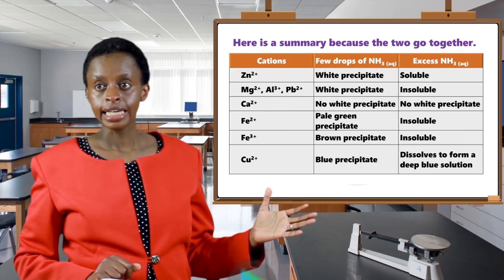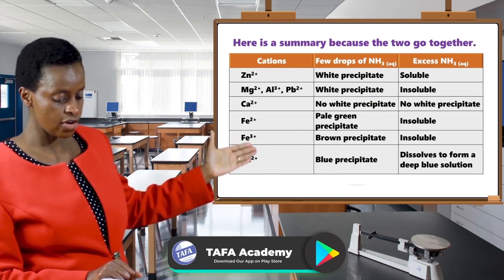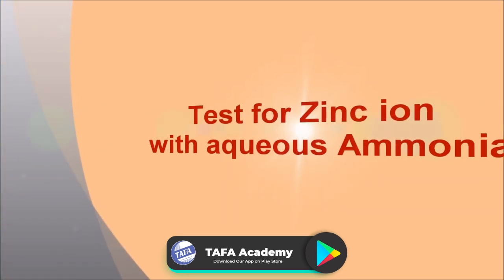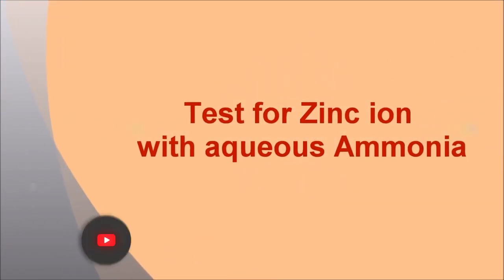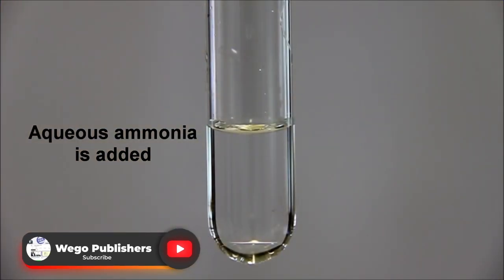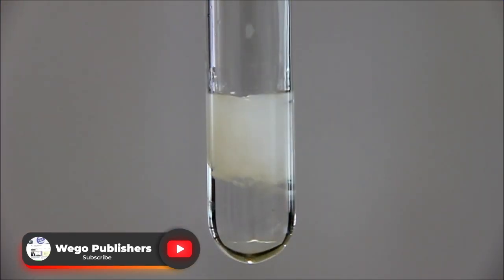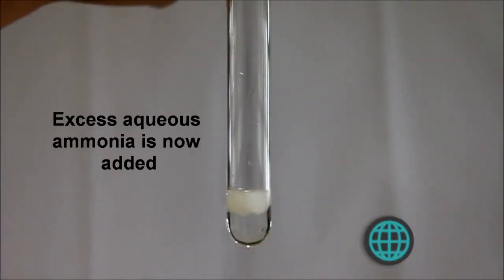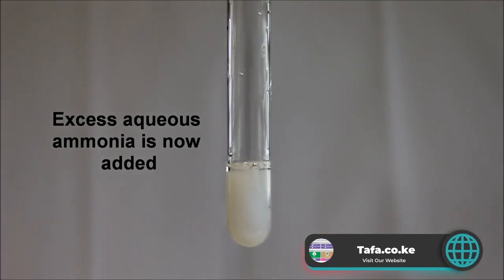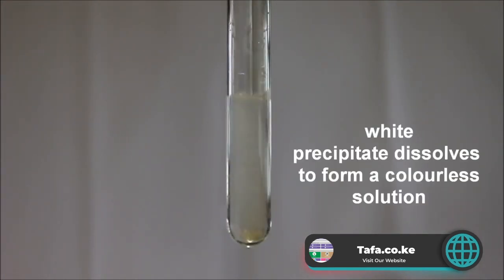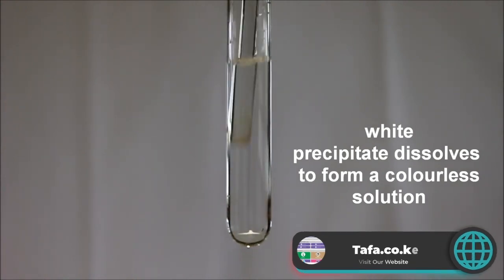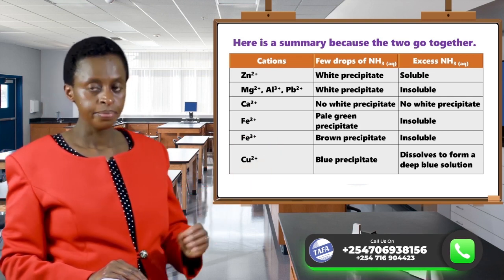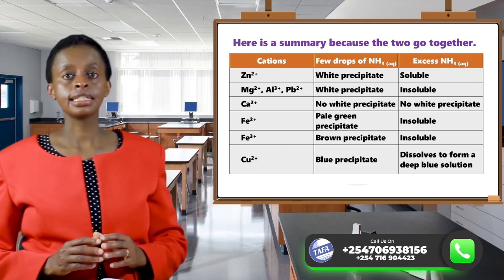A table. It has 3 columns. You have cation, few drops of ammonia solution, and excess ammonia solution. So we have zinc. If you have a test tube containing zinc ions in solution and you add a few drops of ammonia solution, you get a white precipitate, and in excess of ammonia solution, the precipitate dissolves.